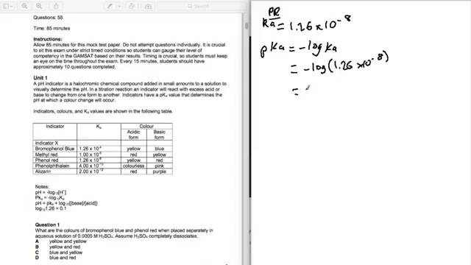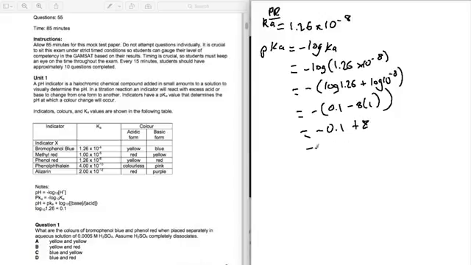Okay, so we use a log law to break this up again. So minus log 1.26 plus log 10 minus 8. So now we get minus, so log 1.26 is 0.1, looking at the notes on the left side, and minus 8 times 1, so that's 8. So minus 0.1 plus 8, which equals 7.9. Okay, so pKa is 7.9. So a color change will occur at pH 7.9.